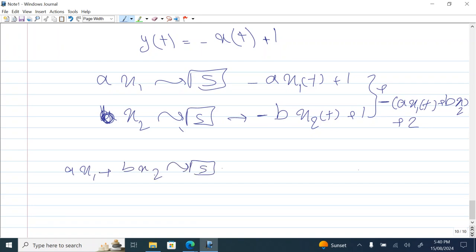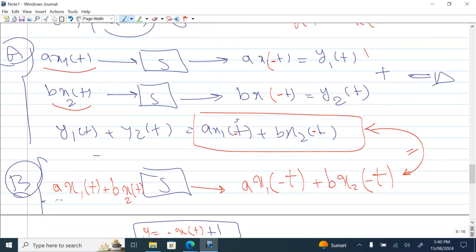Now the second stage. Now step 2, send ax1 plus bx2 to your system. All this system does is multiply everything by minus 1 and then add 1. So it means multiply everything by minus 1. This is why it's not linear. And then plus 1.